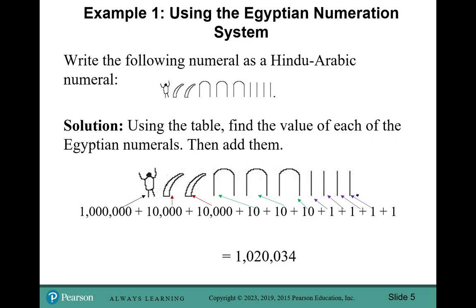So if we break this number down based on our Hindu-Arabic system and add those numbers up, we get 1,000,000 plus 10,000 plus 10,000 plus 10 plus 10 plus 10 plus 1 plus 1 plus 1 plus 1, which totals 1,020,034.